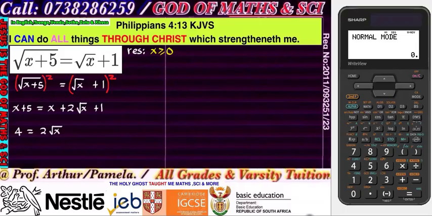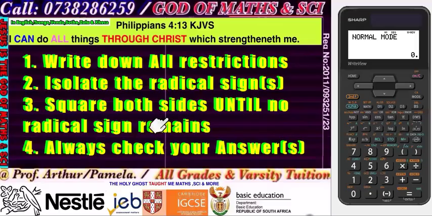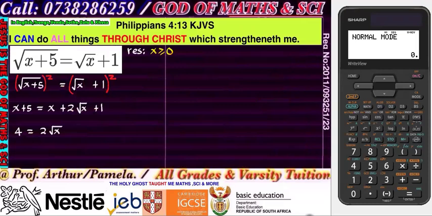Then again, we square, because rule number 3 says square both sides until no radical sign remains. I still have a radical sign remaining there. So I'm going to put that in parentheses and raise it to the 2, and raise the other side to the 2. Then I've got 16 equals 4 times x. This one is straight to the point. When you divide both sides by 4, you end up with x equals 4.